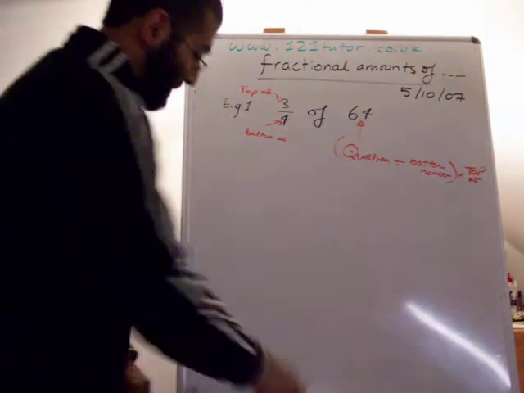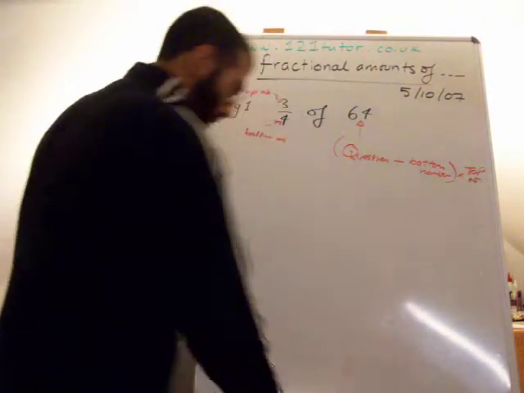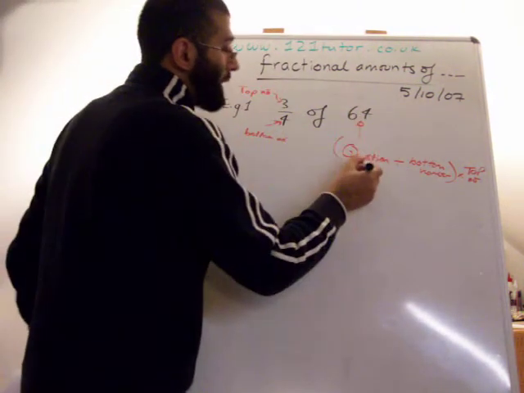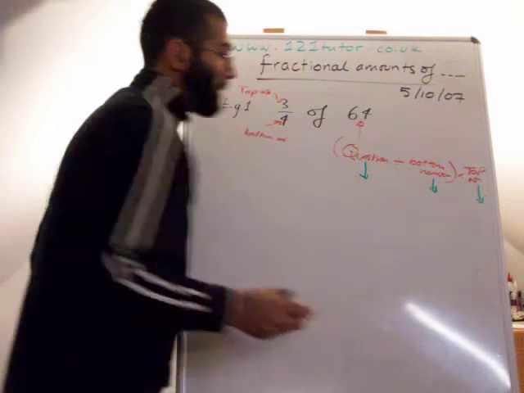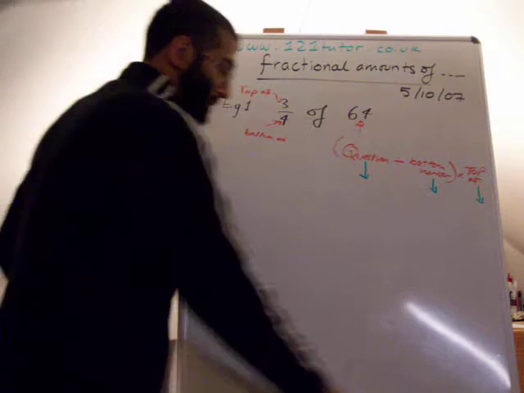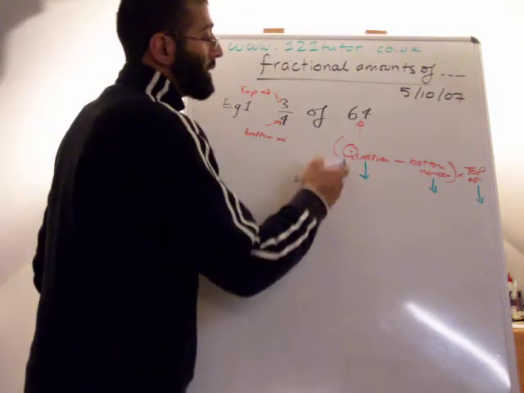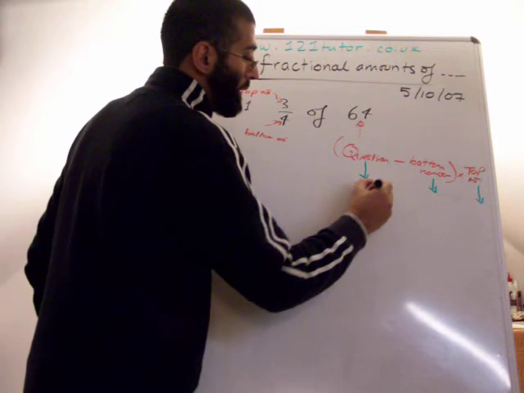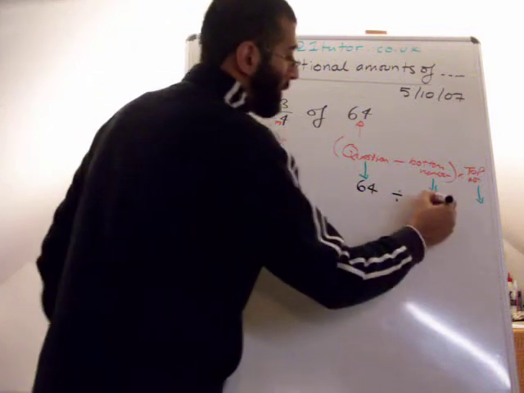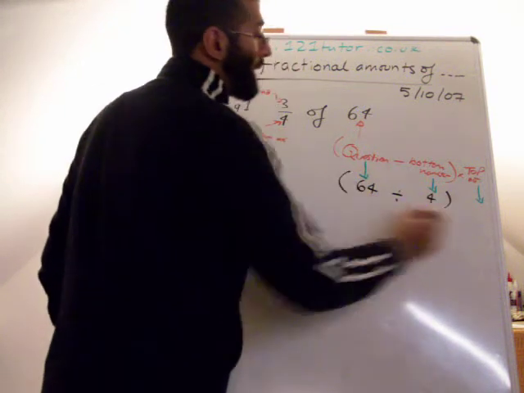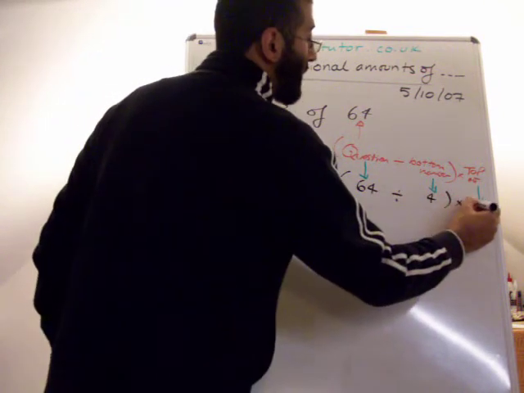Okay, so let's do that example then. So we got that. Now the question which we got over there, we're going to put here, the bottom number we're going to put here, and the top number put there. So let's start doing some of the maths. So the question number is 64. We've got to divide it by the bottom number, which is 4. Okay, and then we're going to multiply the result of that by the top number, which is 3, in order for us to work out the 3/4 of.